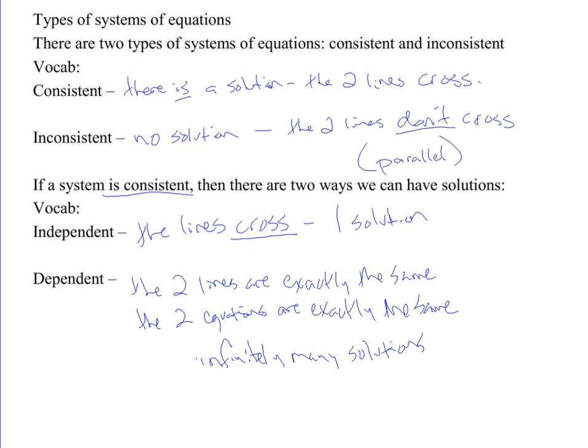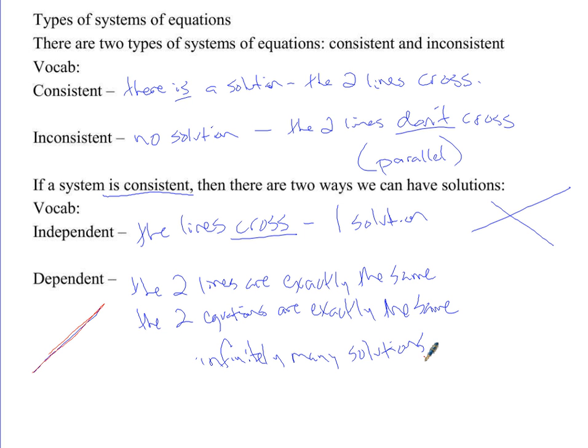So, all systems of equations are either consistent or inconsistent. Either they have solutions or they don't. If the two lines are parallel, then the system is inconsistent. If the two lines are not parallel, then the system is consistent. You have a solution, at least one solution. Now, if it's consistent, then it's either independent or dependent. You either have lines that cross, maybe they look like that, or you have two lines that are exactly the same, and maybe I have a line that does that, and then my second line goes right along with it. It's exactly the same line. If that's the case, then you have infinitely many solutions.